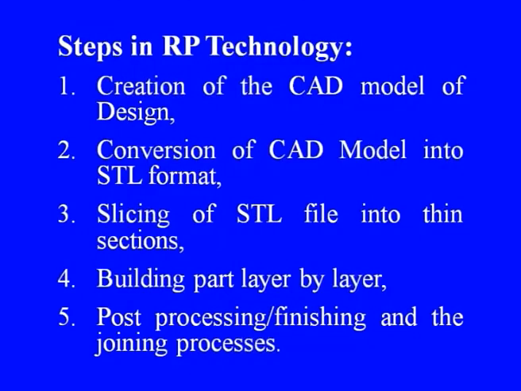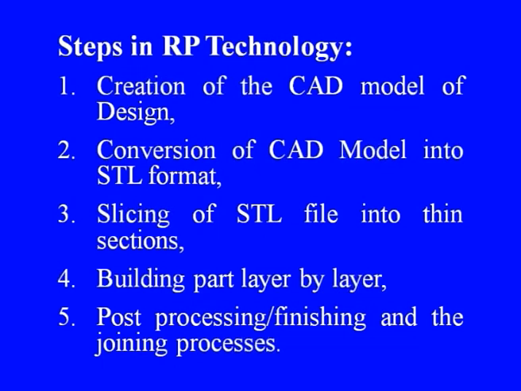Now, let us look at different steps in RP technology, rapid prototyping technology. The first step being the CAD model is to be produced for the design of the product to be produced. A CAD model is necessary. Then, followed by this, in the second step, this CAD model is converted into STL format, that is again the digital phase only.